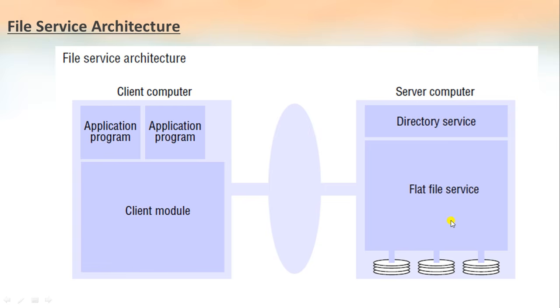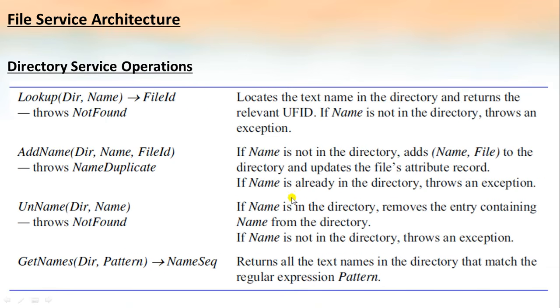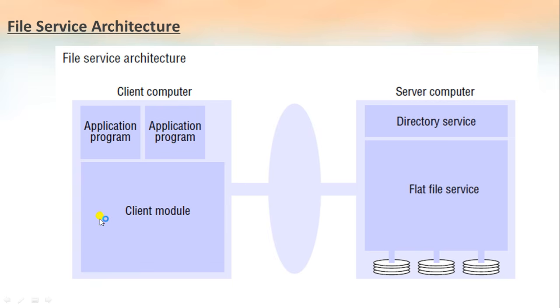Also we can perform the delete operation on files. So if a client wants to delete a particular file, it will send that name. The flat file service will take the UFID of that particular file from the directory service, identify where it is stored, and that particular file will be deleted from the data store. At that time that particular file will be removed from the directory service also, using the unname operation. These are the basics about a file service architecture.